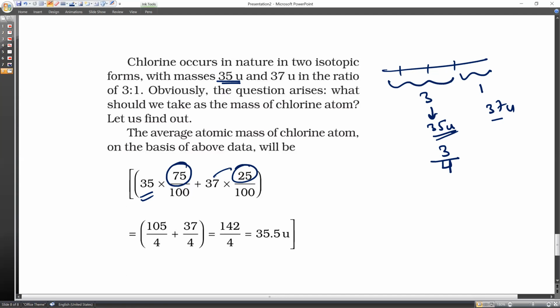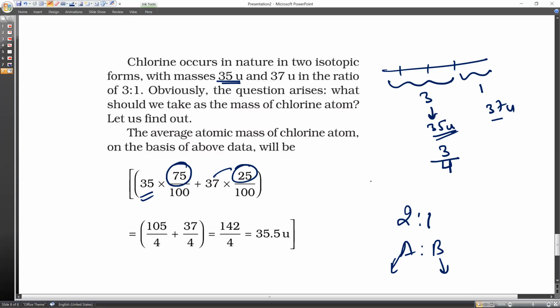Done. Okay, I'm going to ask you a simple question. If something is divided into two parts, and the ratio of A and B is 2 is to 1, what is the percentage of A and B? Tell me, Nabila.